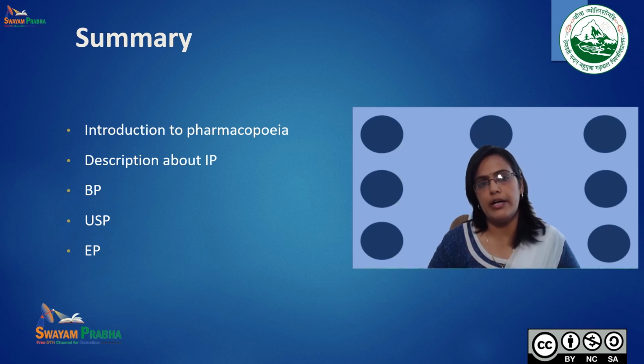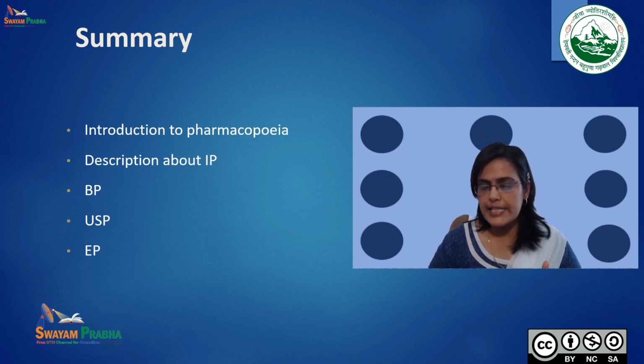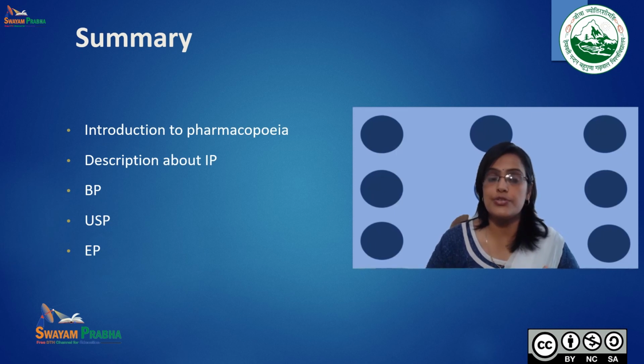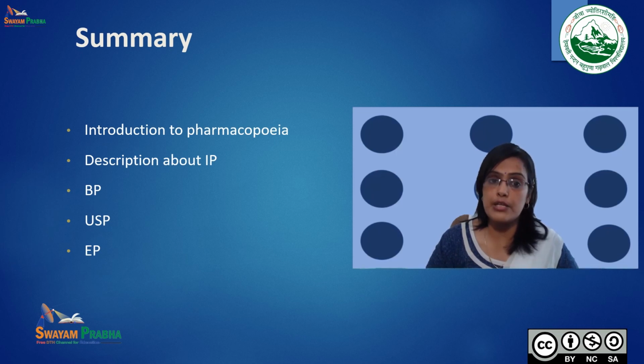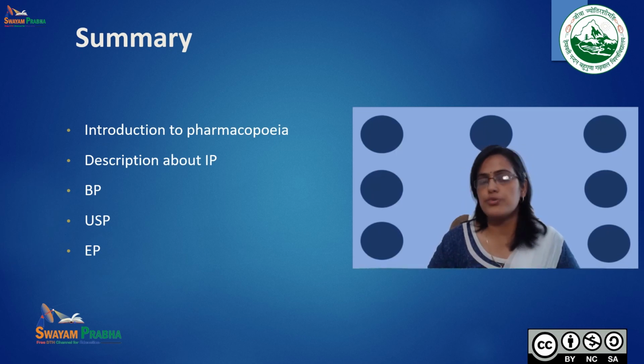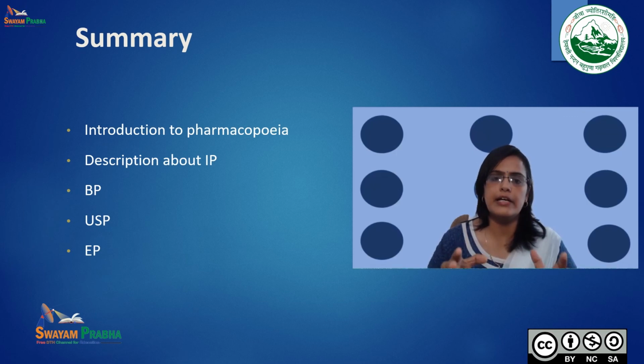The latest edition, IP 2018, was launched in 2018, for British Pharmacopeia the latest edition is 2019, and for USP the 2019 edition is running, and in November 2020 the new edition of USP is going to be launched. So dear students, I have given you a little introduction about all these pharmacopoeias.